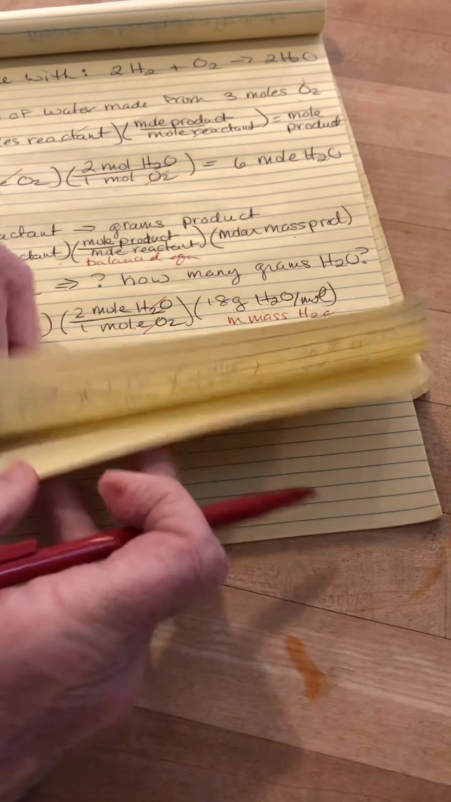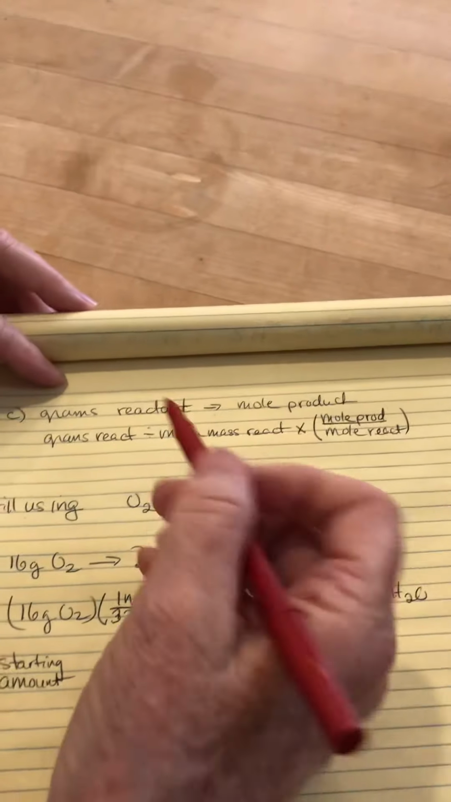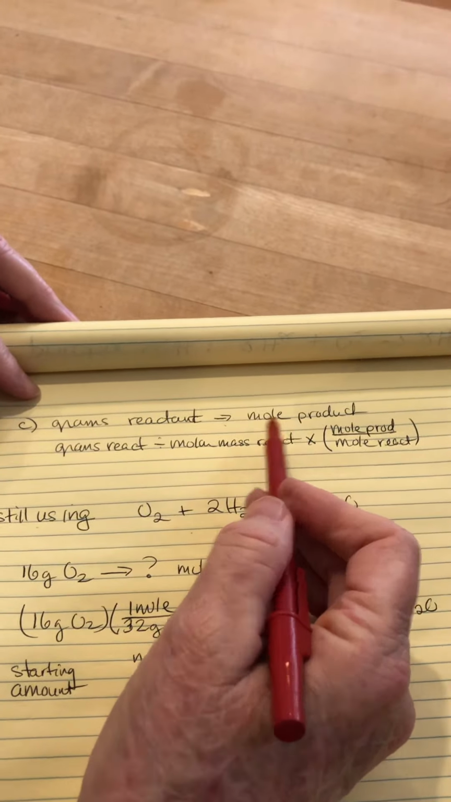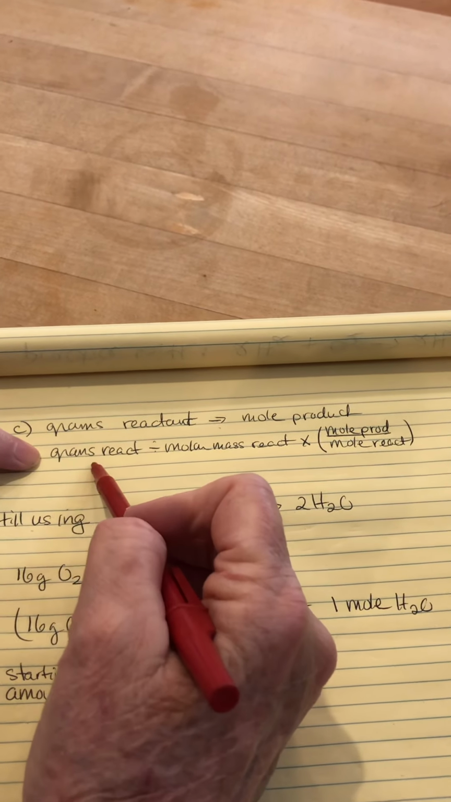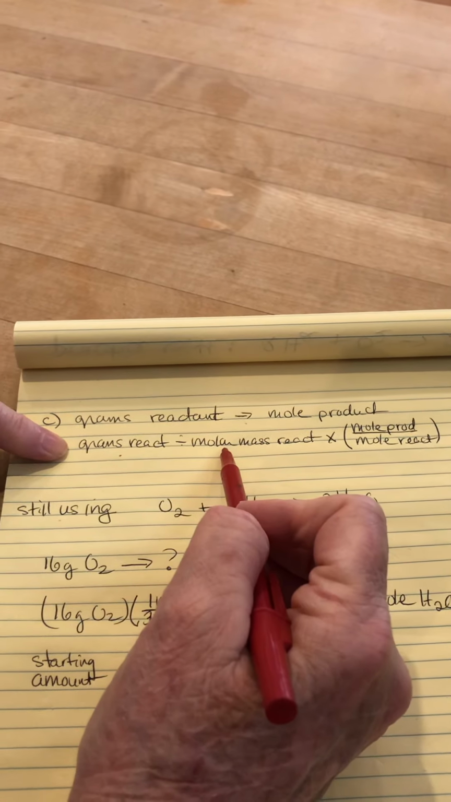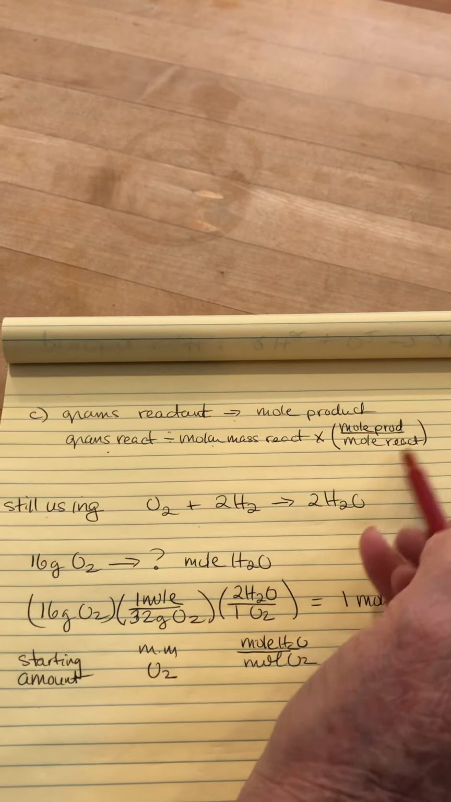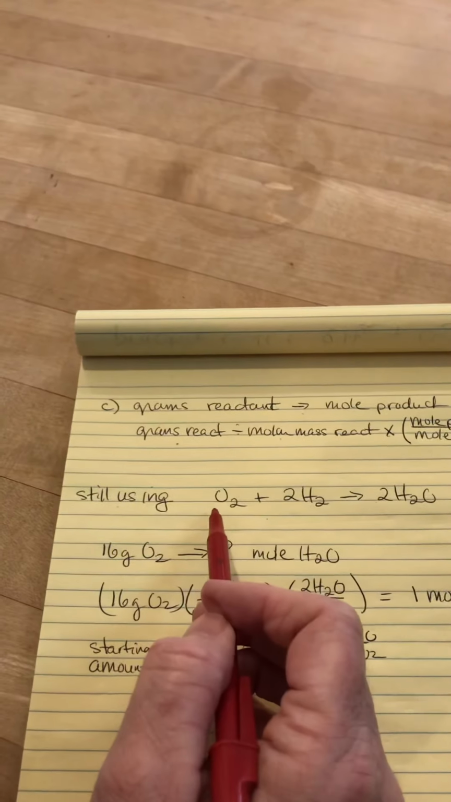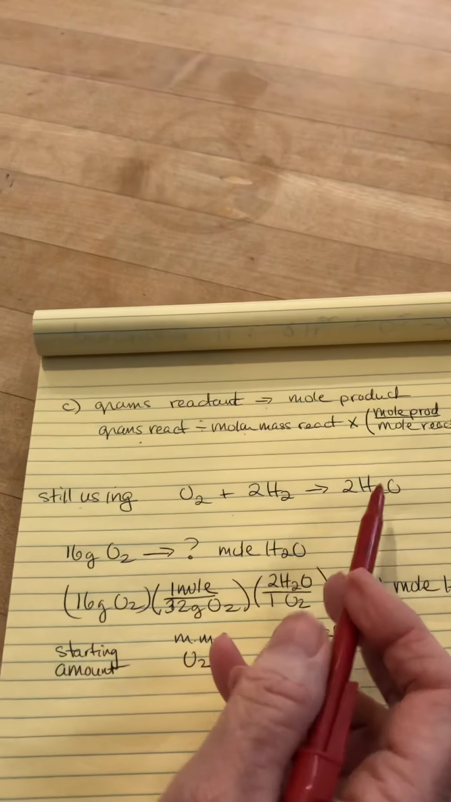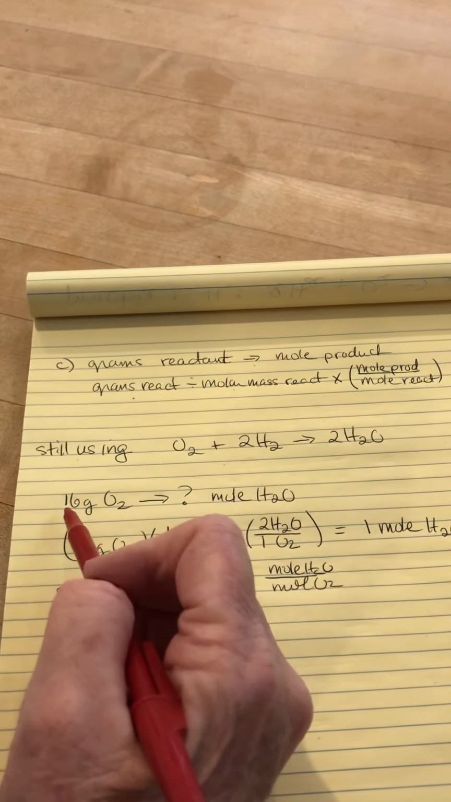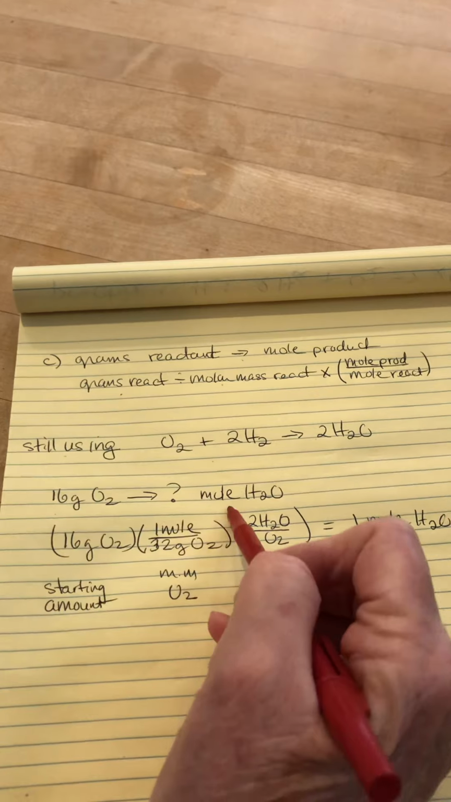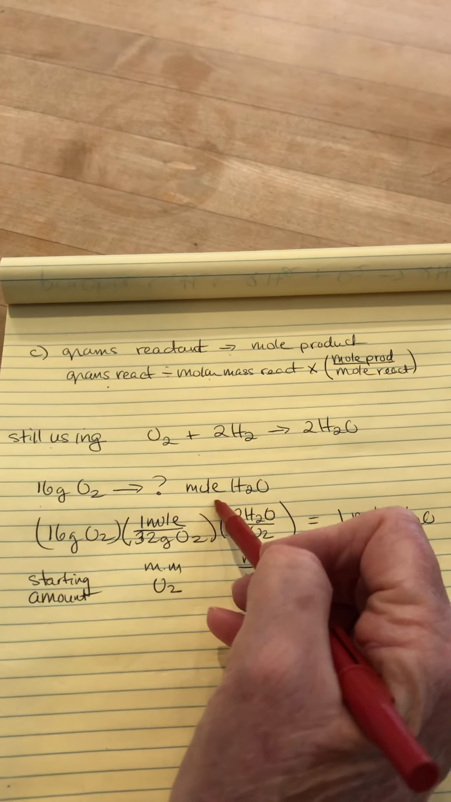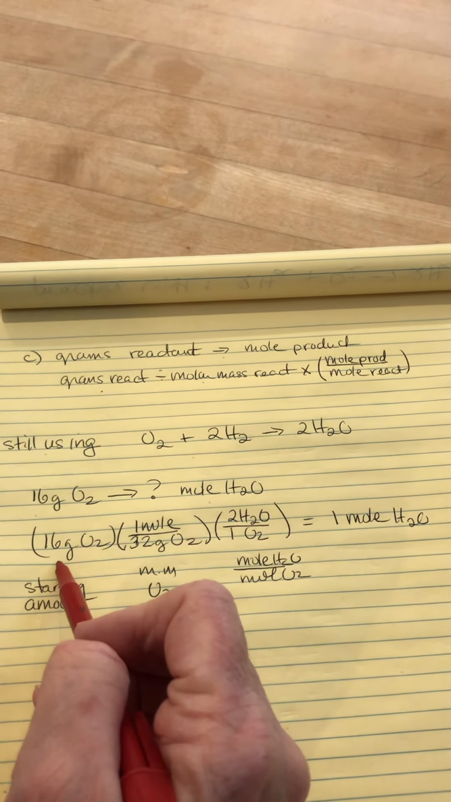The last one is actually type C, and it is a little easier. It's grams of reactant to moles of product. To do that, you take the grams of the reactant, divide by the molar mass of the reactant, multiply by that mole ratio. The mole ratio is always in there. We're still using this equation, O2 plus H2 gives you 2H2O. And I have 16 grams of oxygen, and I want to know how many moles of water I'm going to make.